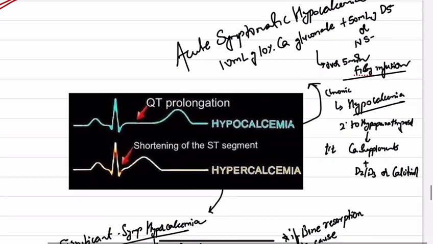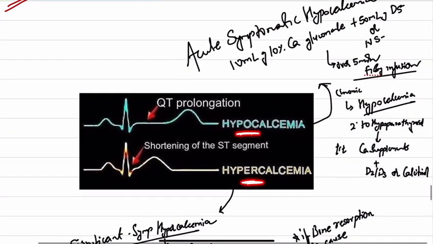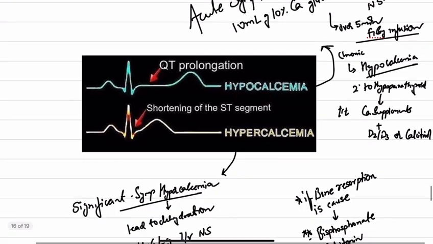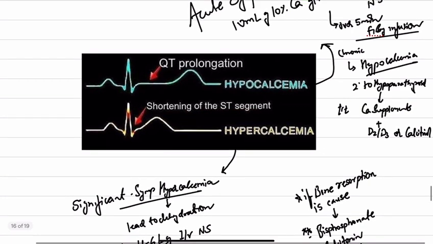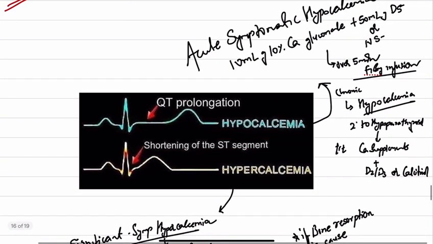There is one more important thing. Remember hypercalcemia: it causes shortening of the ST segment. In hypocalcemia, the QT segment is prolonged. Okay, done.